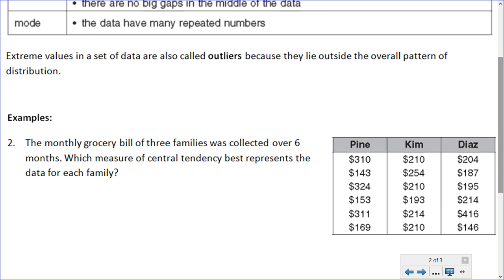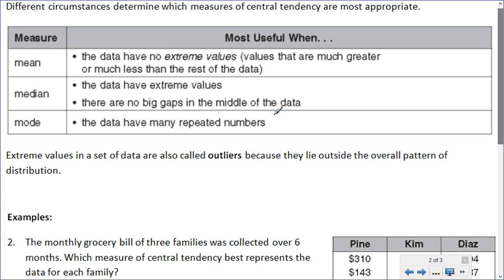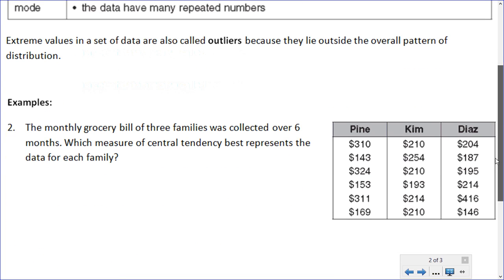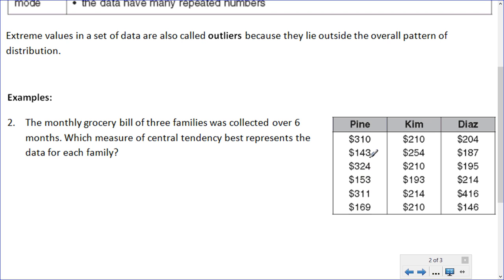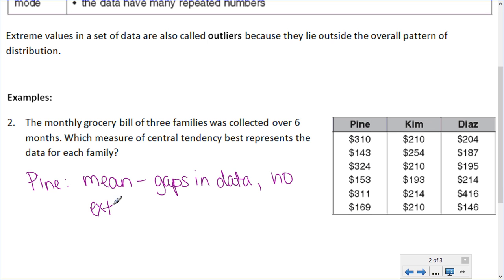And since there is no mode, we're left with the mean. And it does fit that. The data has no extreme values. Notice they're in 2 clusters, but they're all clustered around each other. So there's no extreme values. The mean here would be the most appropriate. So for the Pine family, the mean would best represent theirs because of gaps in the data and no extreme values.